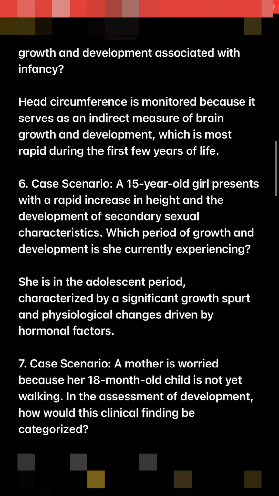6. Case scenario: a 15-year-old girl presents with a rapid increase in height and the development of secondary sexual characteristics. Which period of growth and development is she currently experiencing? She is in the adolescent period, characterized by a significant growth spurt and physiological changes driven by hormonal factors.